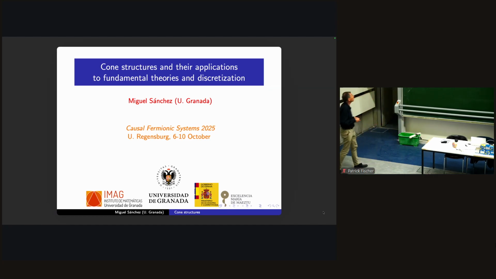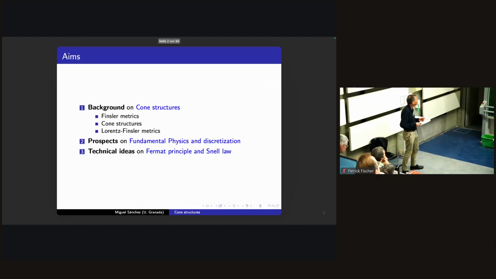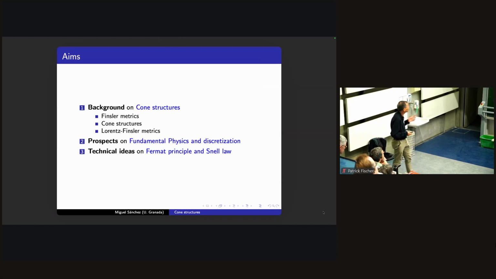Well, I am going to speak about this topic, essentially giving you three things. One is some background on cone structures, including Finsler metrics and Lorentz-Finsler ones. Then to share some prospects on fundamental physics and discretization, and finally to explain briefly some ideas on Fermat principle and Snell law, which will be useful for this discretization.